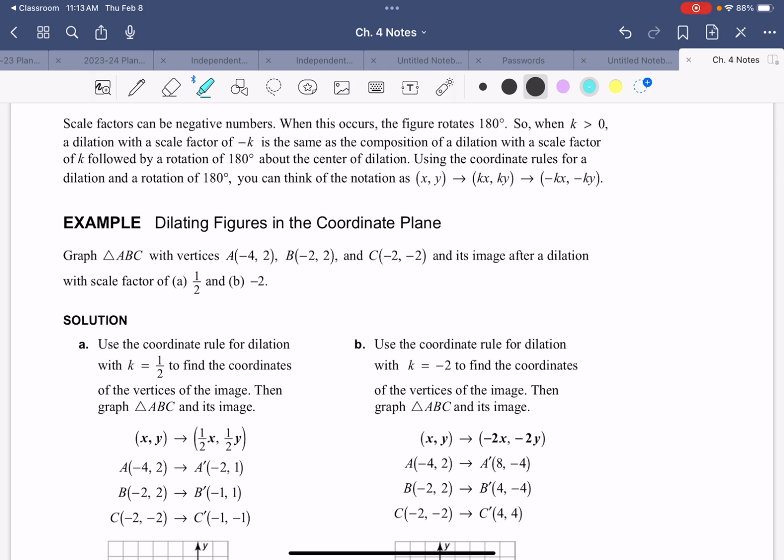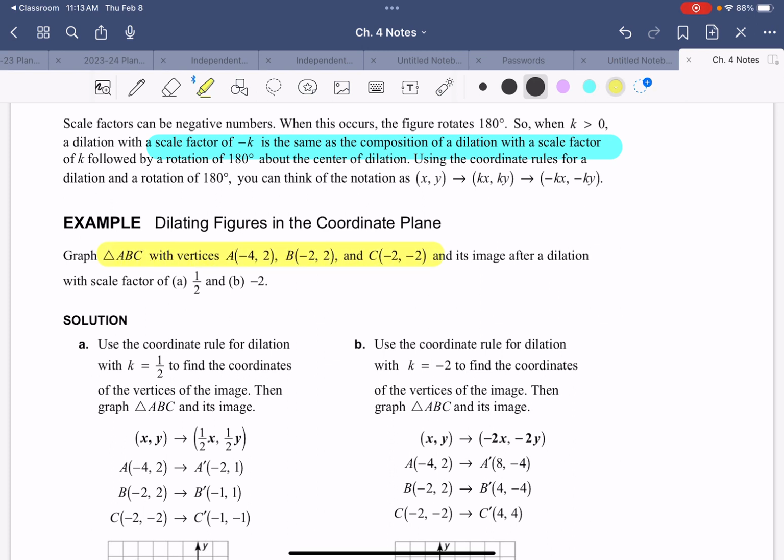Now, here, we've already said that K has to be greater than 0. And this is what I told you earlier. When we have a scale factor that's negative, it is the same as doing a dilation followed by a rotation of 180 degrees. So we really can't have a negative scale factor. But when we multiply our scale factor by -1, we are doing a 180-degree rotation about the center. Okay? So let's look at this one. Here's our first one.